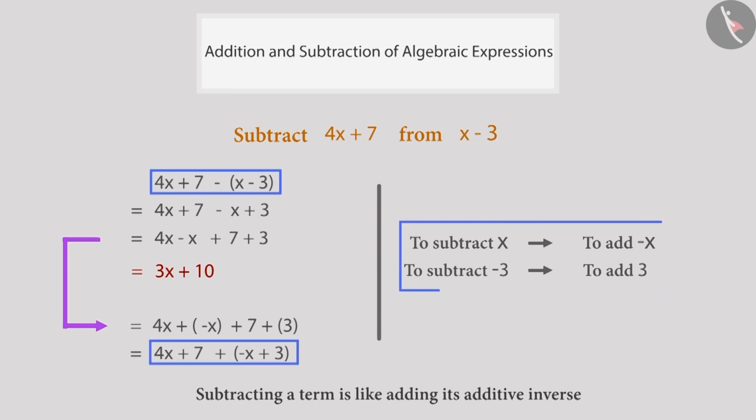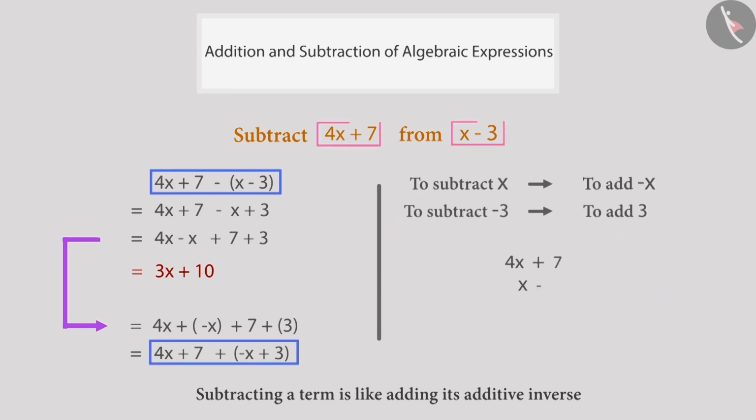This leads us to a simpler way of doing the subtraction. We can subtract these two expressions by placing them one below the other. When we do subtraction in this way, every expression is written in a different line in such a way that the like terms are one below the other in the same column. Notice that we have changed the sign of all the terms of the second expression because we just saw that subtracting a term is like adding its inverse.